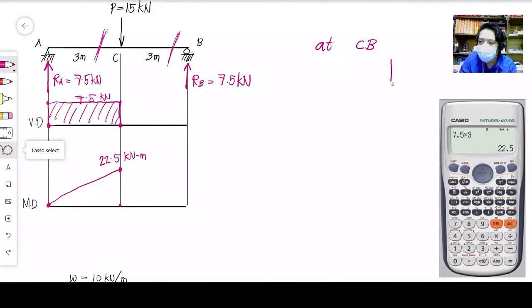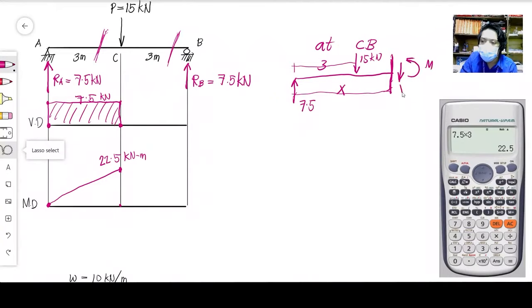So we have here the cutting plane, and at the end, you have here the RA. This is 7.5, and this distance is equal to x. Somewhere right here is the 15 kilonewton, and this distance is 3. So this is the cutting plane. And on the cutting plane, you have here the shear and the moment.